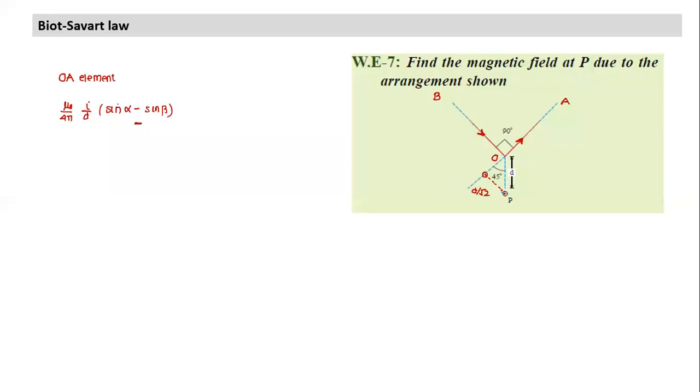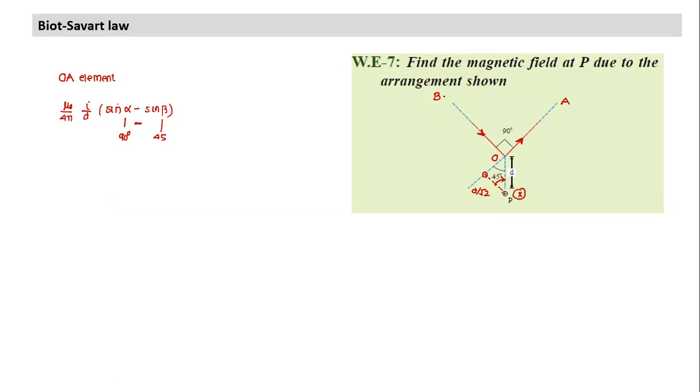What is the angle it makes with reference to the perpendicular? The angle has to be measured from the perpendicular. This is one angle, 45 degrees, and the other angle is 90. So one angle is 90, larger angle first, smaller angle next. We substitute and find the field. And what is the direction of the field here? It is lying on the right hand side. The direction of the field at P due to OA is cross (into the page).